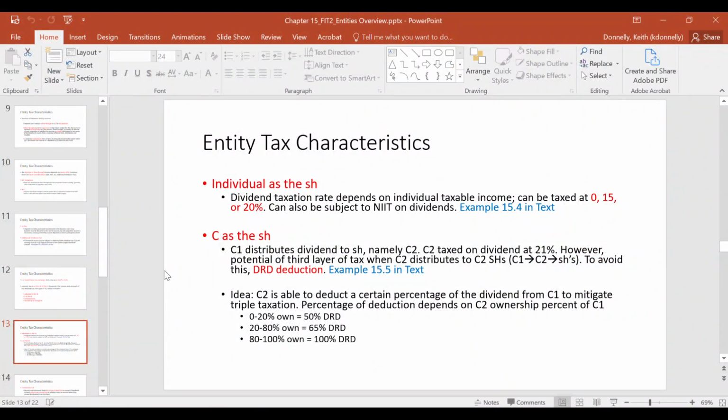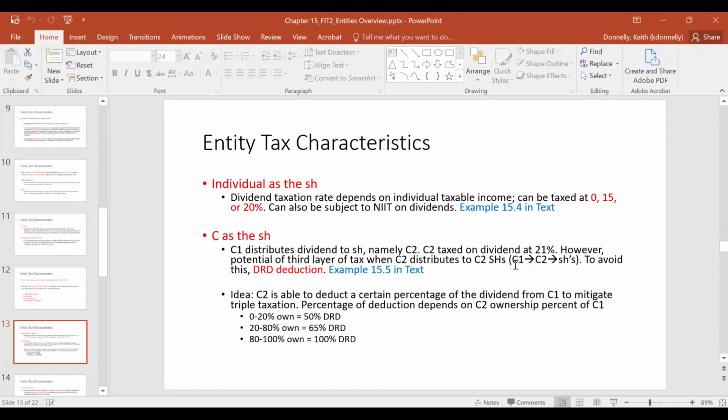Now, things get a little bit different here if we have a corporation as the shareholder. Remember we said maybe Apple as a corporation buys Amazon stock? Well, in this case, there's going to be 3 layers of taxation when it goes all the way through to a shareholder of Apple. Let's say C1 here would be Amazon, distributes a dividend to C2, Apple, and then Apple distributes a dividend to its shareholder. So by the time it gets to the shareholder who pays tax on it, that's 3 layers of taxation.